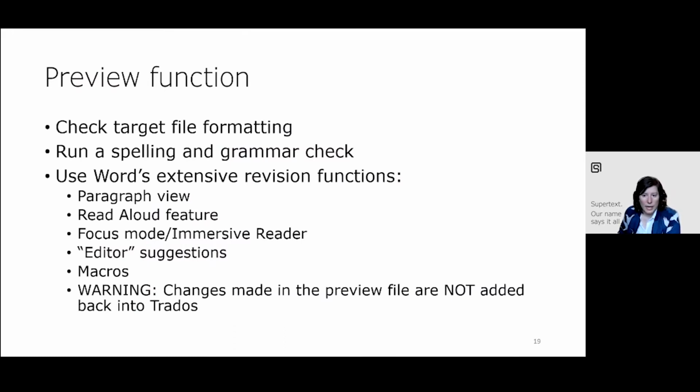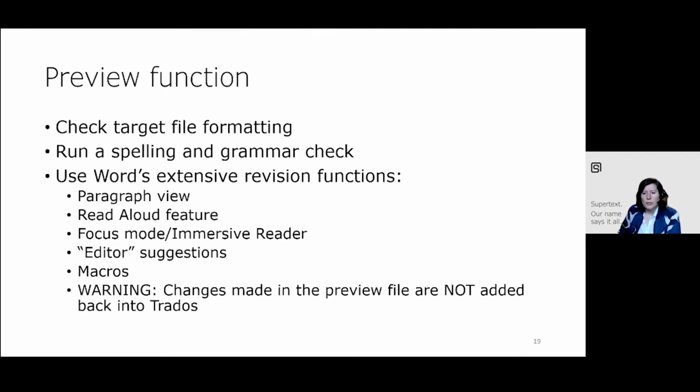An important feature that I mentioned while discussing shortcuts is the preview function. This allows you to see the translation in its final format, that is usually Word or Excel. This offers a number of advantages since in addition to seeing the final layout, you can take advantage of Microsoft's various revision features. You can run a spelling and grammar check, which is more extensive than the MS Word spell check in Trados. Though I believe there is also a grammar check plugin you can download.